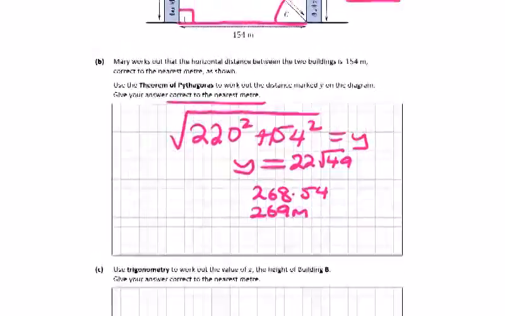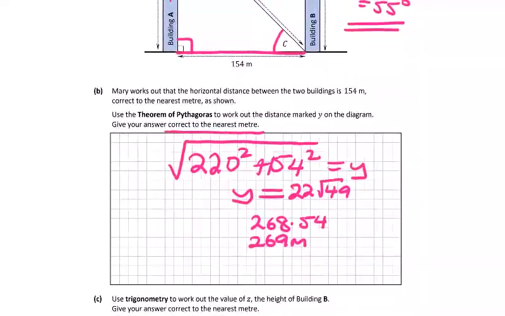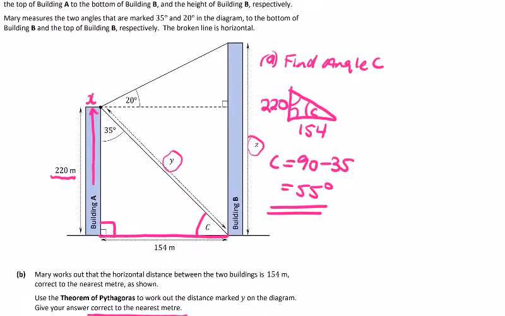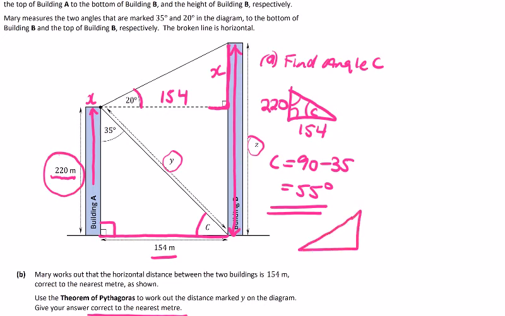In part C, use trig to work out the value of z, the height of building B, and give your answer correct to the nearest meter. So let's see what we need for z. So z is the whole way up and down here. And we have 154 down here, which also applies to here. So I have an angle and a side that will enable me to get this part here if I need to. And if I do that, if I call this x here, you can see that the 220 plus x will give me z. So just draw your triangle again.